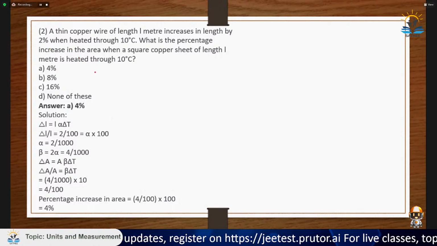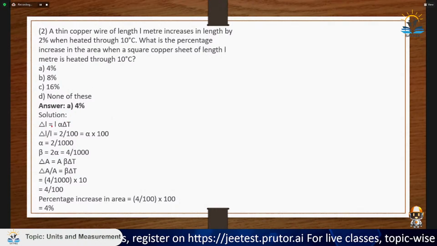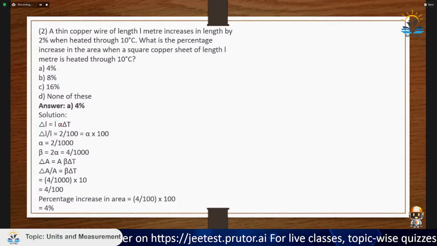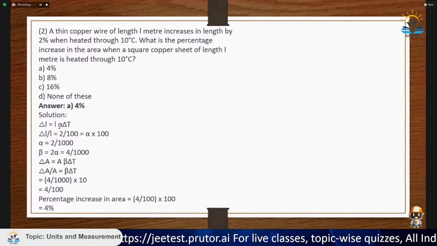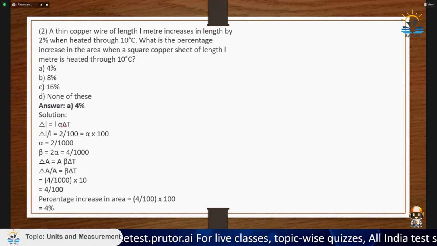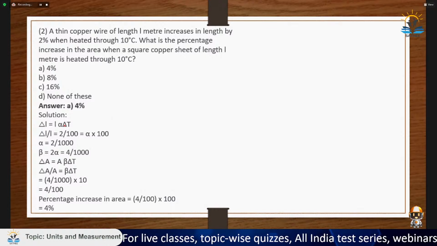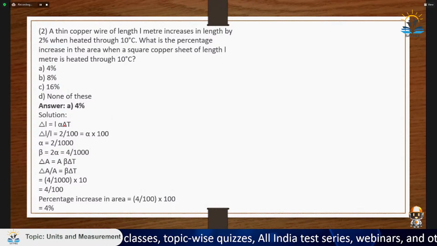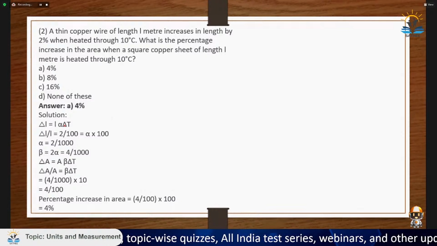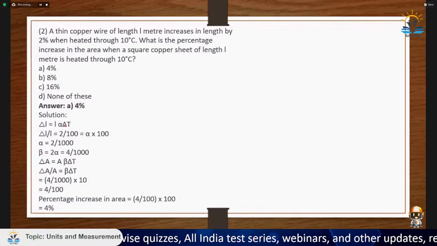From the expansion chapter, I know that the expansion in length is delta L equals L alpha delta T, where alpha is the coefficient of linear expansion. For area, we use beta, which is superficial expansion. For volume, we use gamma, which is volume expansion. This you must have read in the thermal expansion chapter.